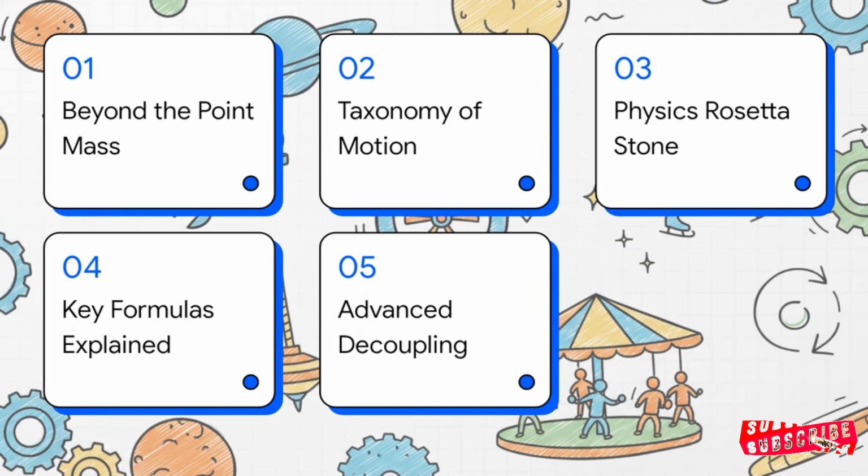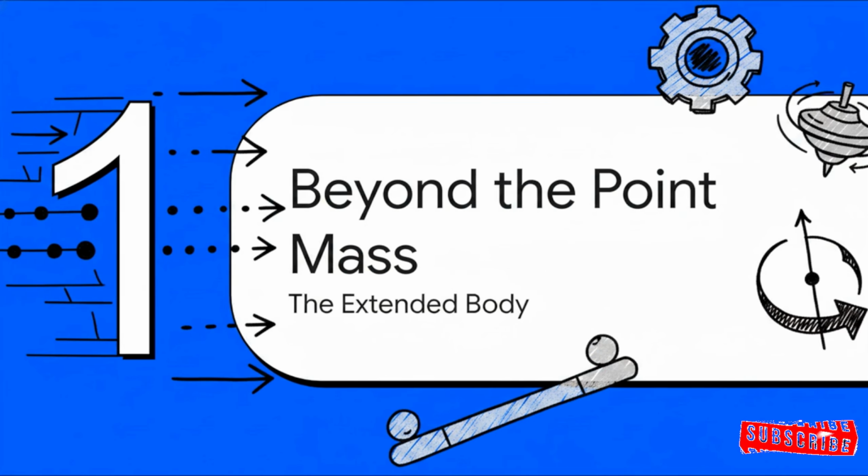To lower your anxiety right off the bat, let's just break this down into 5 really clear steps. First, beyond the point mass. Second, the taxonomy of motion. Third, the physics Rosetta Stone. Fourth, key formulas explained. And finally, advanced decoupling. Okay, let's jump right into section 1, beyond the point mass.